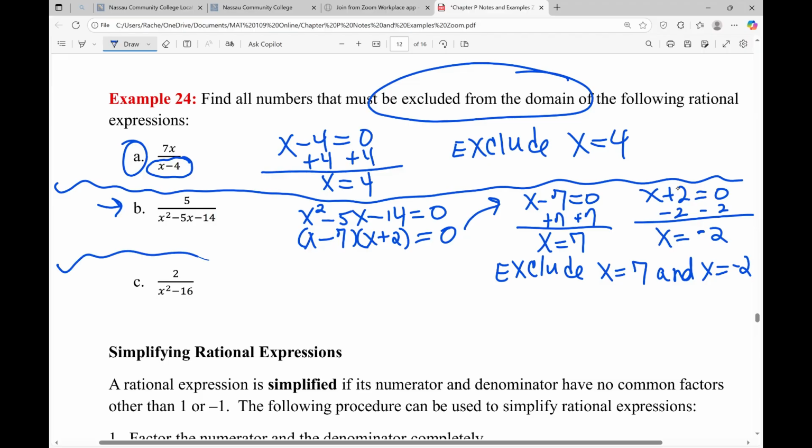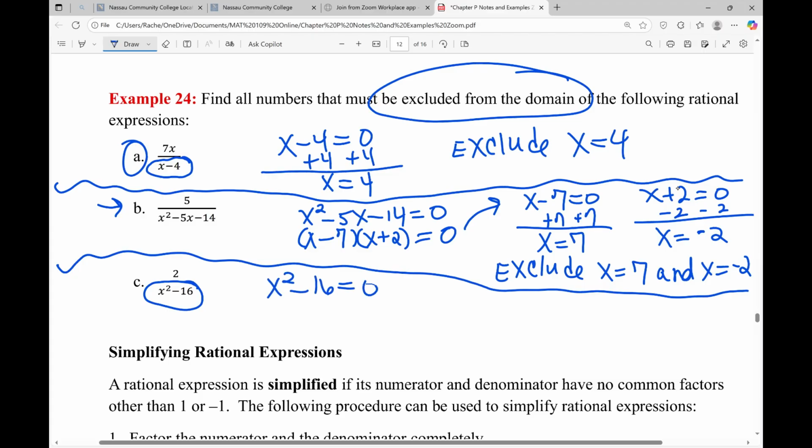So let's do one more. Let's look at C. I have 2 divided by x squared minus 16. Let's think about this. When would the denominator be equal to 0? Let's set x squared minus 16 equal to 0. We want to solve for x, just like we did in A and B, but we have a quadratic, so we can factor it again. x squared minus 16 is the difference of squares. So this is x plus 4 times x minus 4. That gives me x squared minus 16. Set that equal to 0.